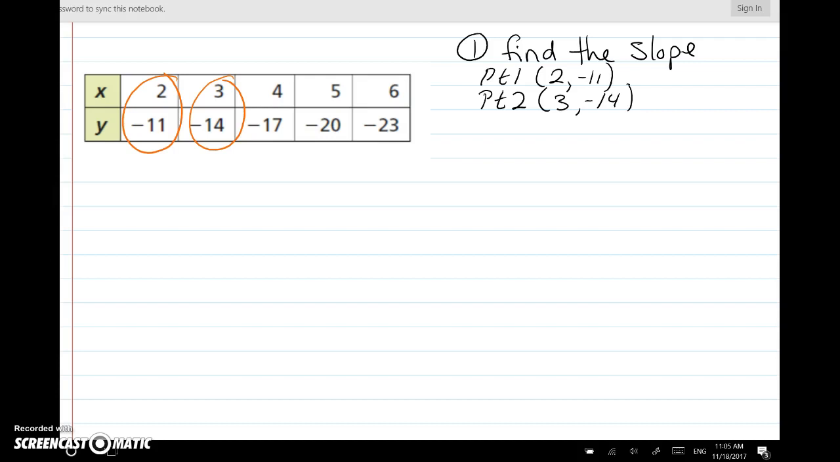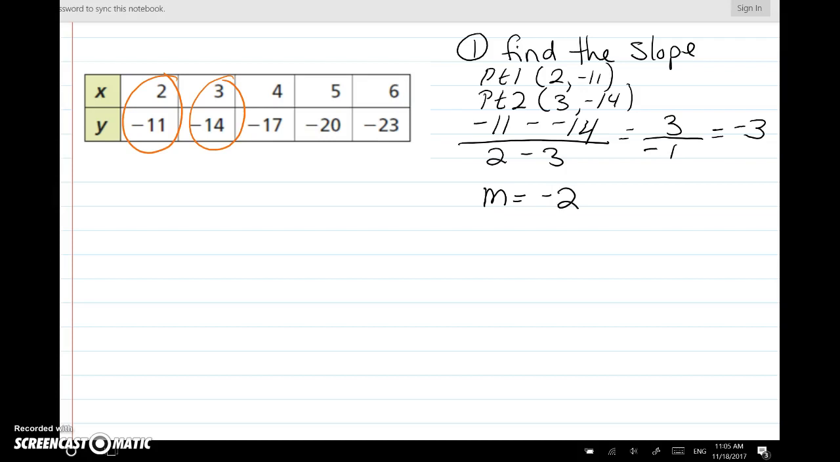It's okay. My equation, I'm not going to write it again. It's going to be -11 minus -14 over 2 minus 3. Remember, don't forget you have a double negative here. So that's going to be +3 over -1. Now I have a positive divided by a negative, and anything over 1 is itself. So this is going to be -3. So I already have my slope. M equals -3. Whoops, that's not a 3. There we go, a 3.